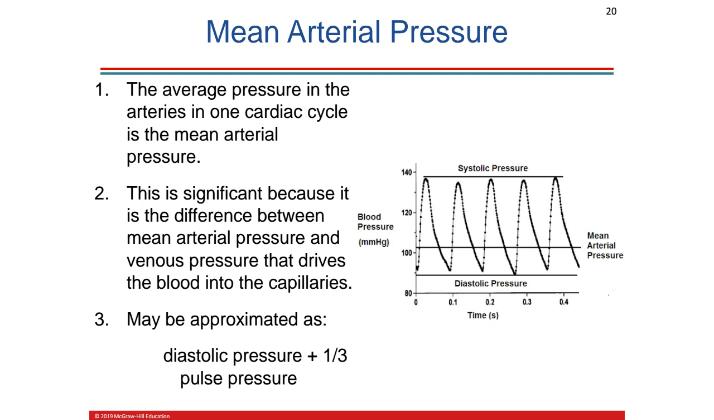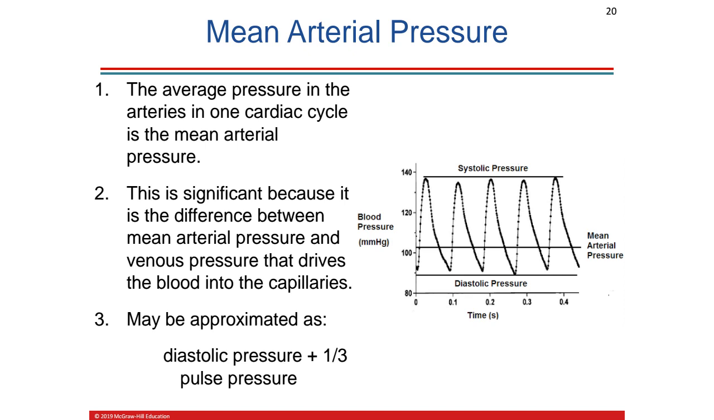The mean arterial pressure is a very important parameter that tells us about the health of a person. It's significant because it's the pressure that drives blood flow through the various organs of the body. So, for example, if mean arterial pressure drops too low, there won't be enough blood flow through the brain, and therefore a person might faint or feel dizzy.